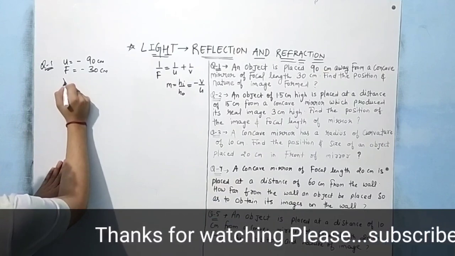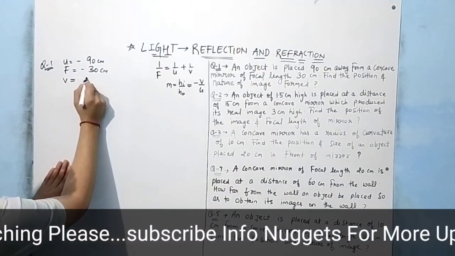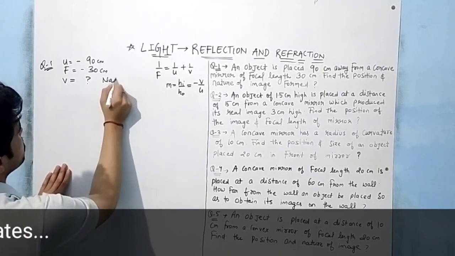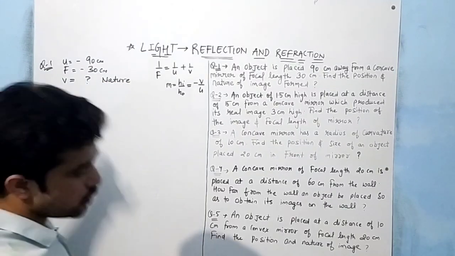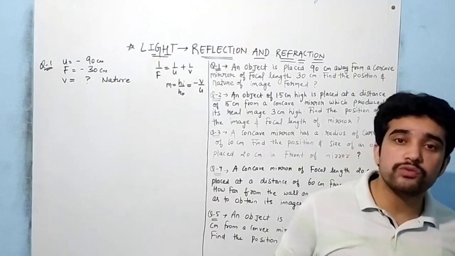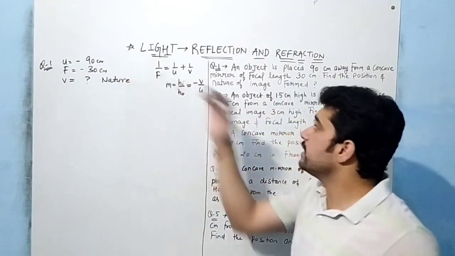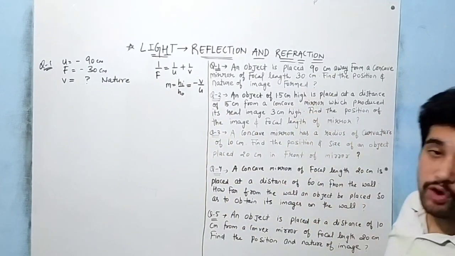So position means image, that is v you have to find, and else what you have to find is nature. If you find the position of the image, then you will be able to find the nature of the image formed over there.